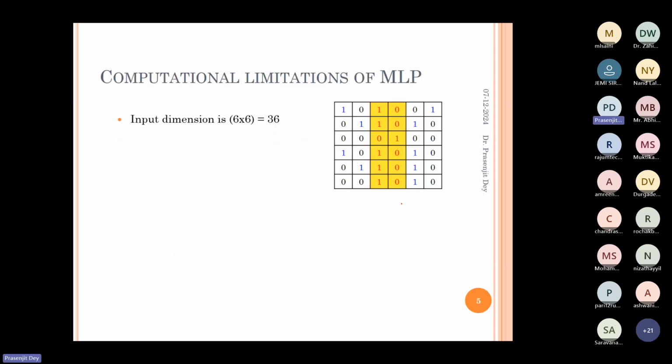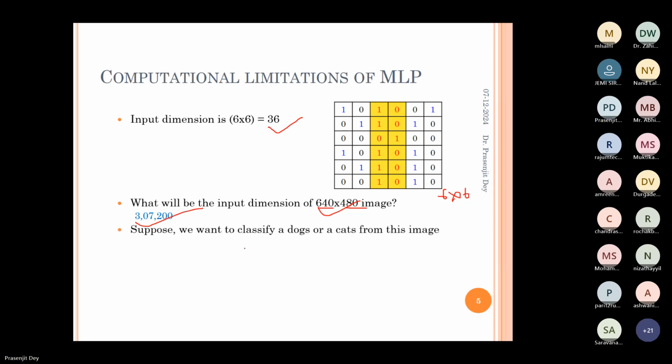Another big problem: the previous one I talked about is the conceptual problem. Now I'm talking about the computational limitation. So for simplicity, suppose I am considering an image with 6 by 6 pixels. So the number of pixels is 36. Now, if I talk about an image of 640 by 480, the number of pixels is this much, 3,07,200. Now, suppose I want to classify whether it is a dog or a cat. So the number of classes is 2.